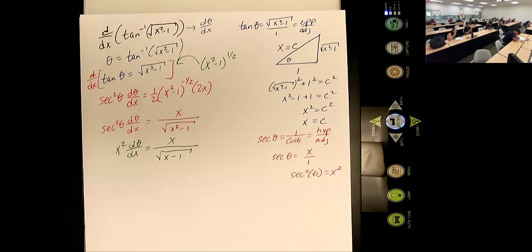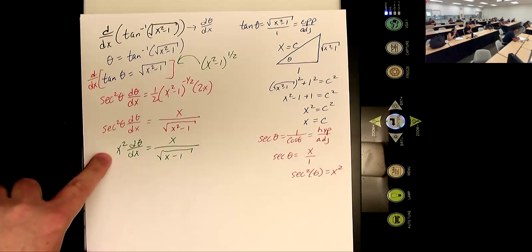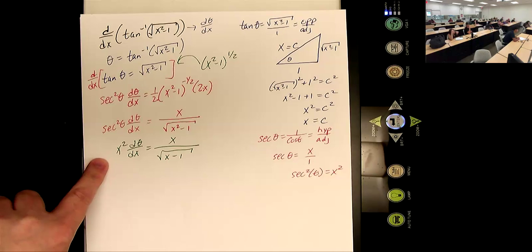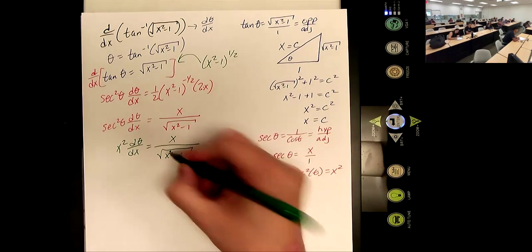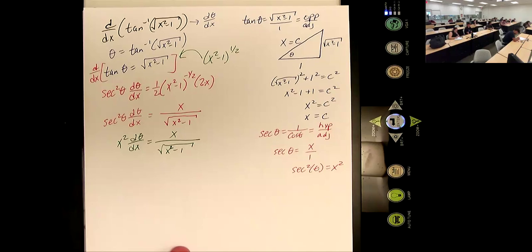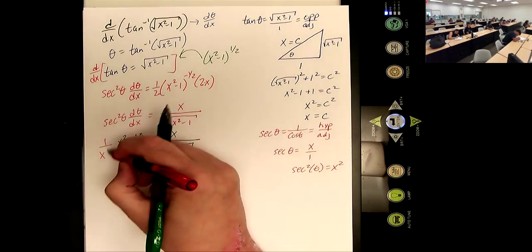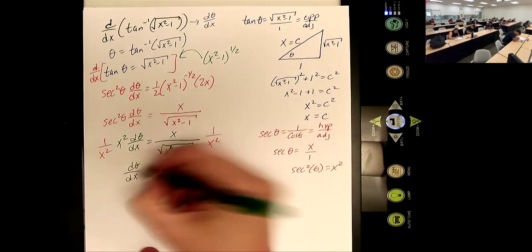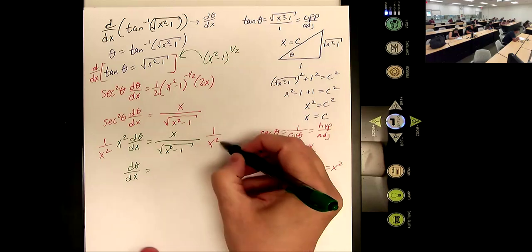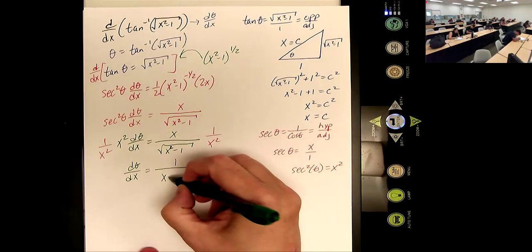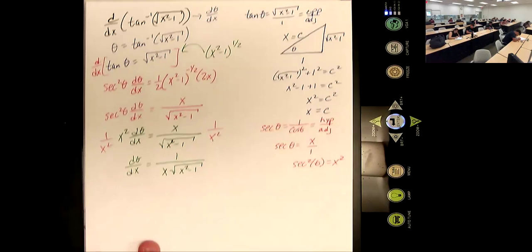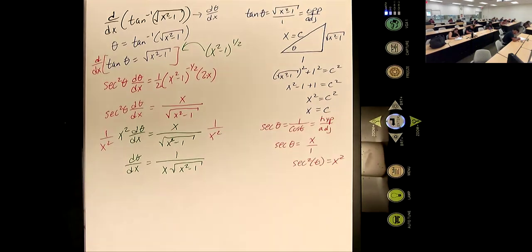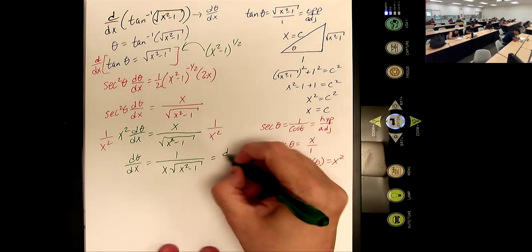Isn't that supposed to be x squared? What? On the right, on the bottom right, in the square root. Yeah. Thank you. And just hit both sides by 1 over x squared, and we get d theta/dx. One of the x's on top is gonna cancel with one of the x's down here, and we just get 1 over x times the square root of x squared minus 1. And that's what we were looking for. That was the derivative of tangent inverse.